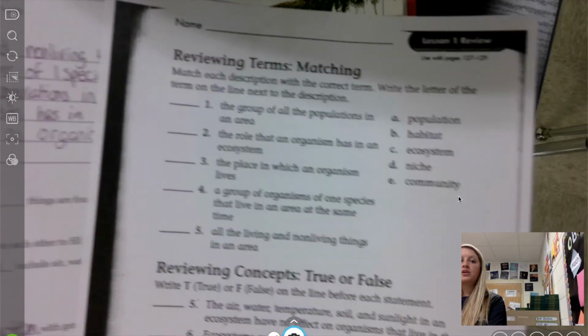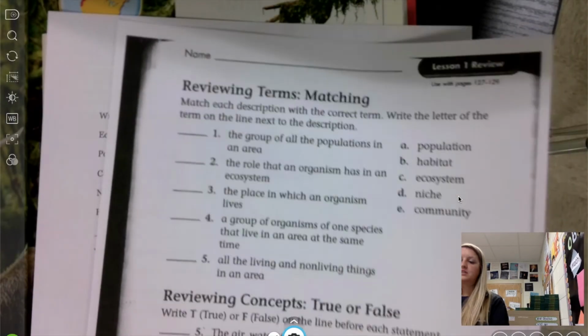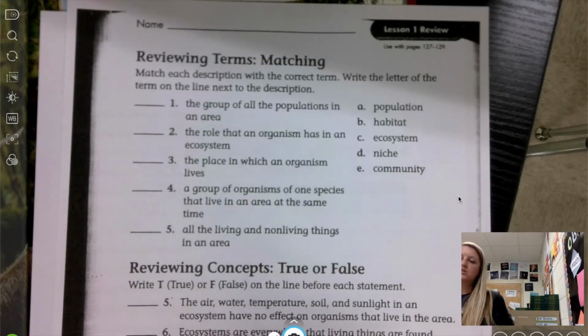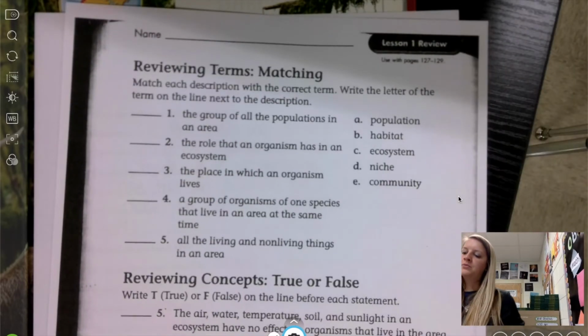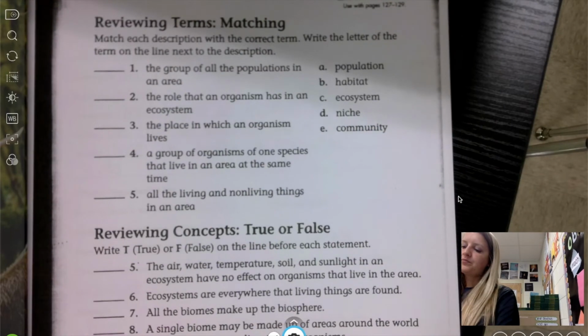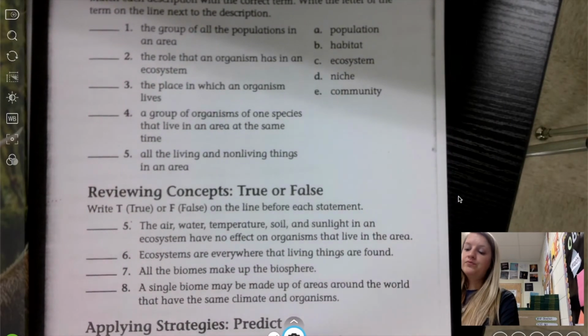So as we finish our lesson, you can have out your lesson 1 worksheet. We can go through that. The top part I'm going to have you do on your own because it's just talking about the vocabulary words that we went through, which you have all completed and filled out. The bottom part we can go through.